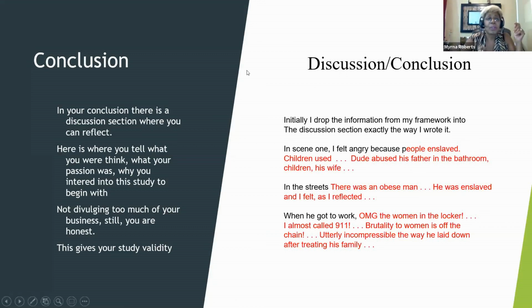So let me read what I wrote over here. In the conclusion, there is a discussion section where you can reflect. Here is where you tell what you think, what your passion was, why you entered into the study to begin with. I spelled entered wrong. You don't have to divulge too much of your own personal business, but still, that honesty, that red column over there where, hey, you're checking yourself, that's where a lot of the good stuff from your paper is going to come from in that discussion part. So that's what gives validity to your study.